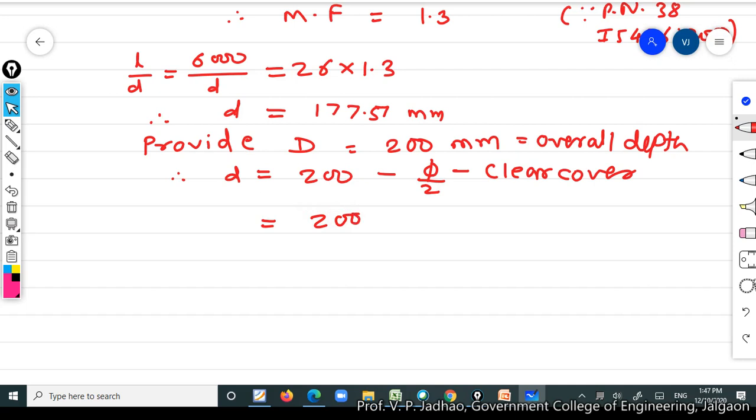So we have provided 200 mm as overall depth. Let us provide steel reinforcement of 10 mm phi, therefore 10 divided by 2, and let us provide a clear cover of 20 mm. So the effective depth will be equal to 175 mm. This effective depth is in the longer direction.